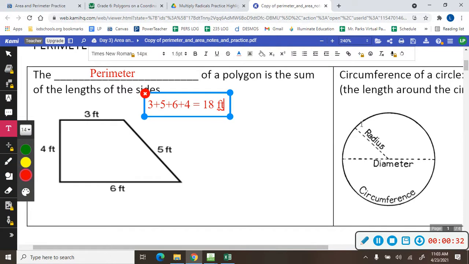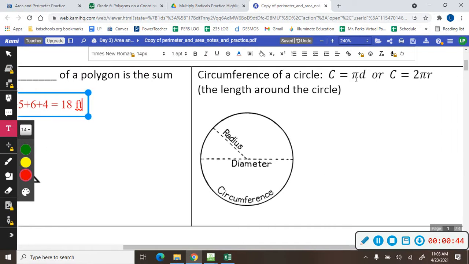Now, how do you find the distance around a circle? There's a formula for that. It's called circumference. Circumference tells you the distance around the circle. We're not going to spend time on circles, but it is good review. The formula is pi times diameter, or 2 times pi times radius, and that'll tell you the distance around a circle.